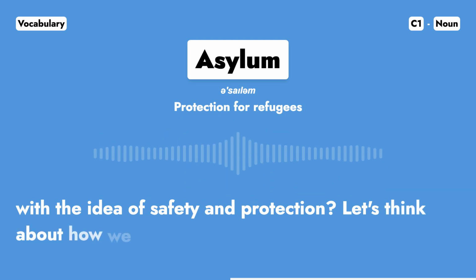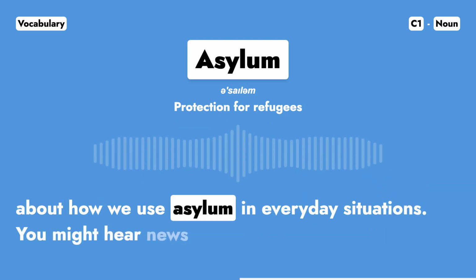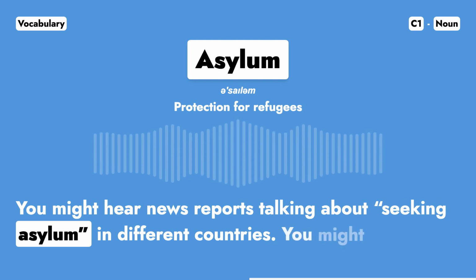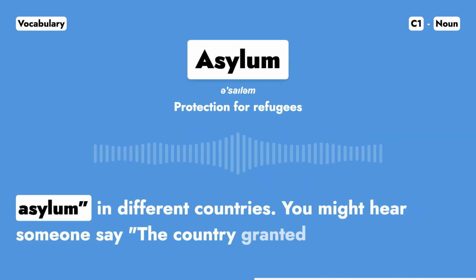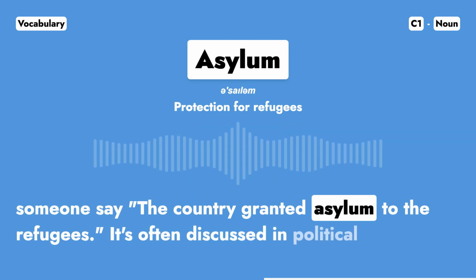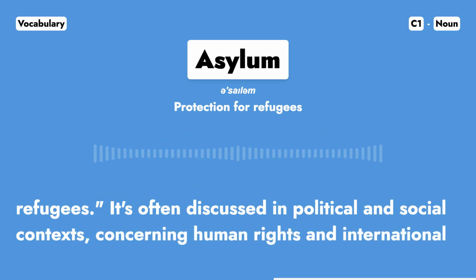Let's think about how we use asylum in everyday situations. You might hear news reports talking about seeking asylum in different countries. You might hear someone say the country granted asylum to the refugees. It's often discussed in political and social contexts concerning human rights and international law.